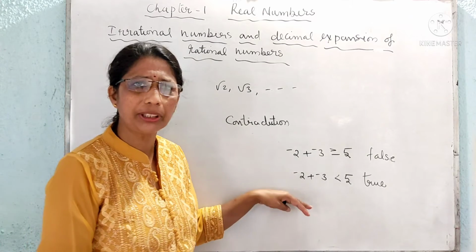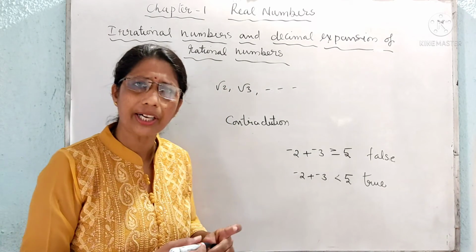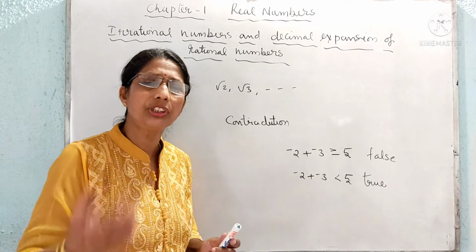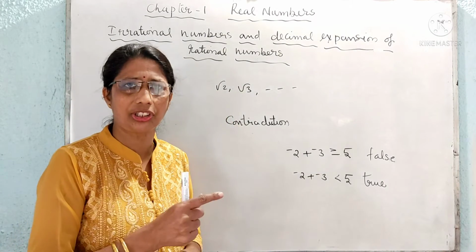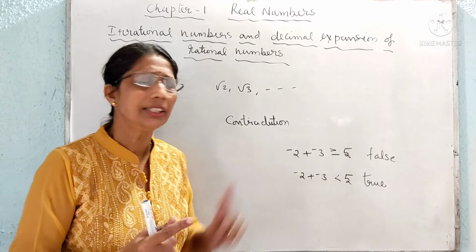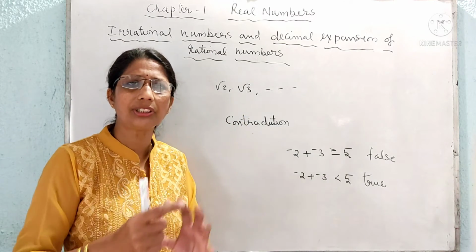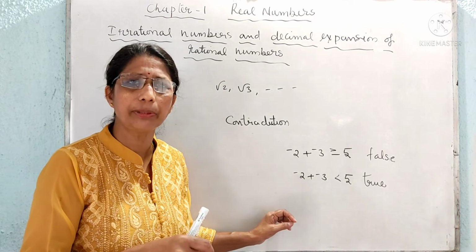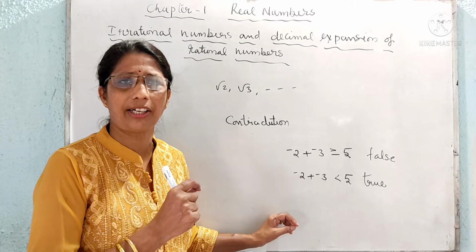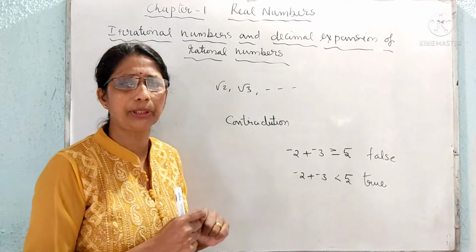In this contradiction method, we know that root 2 is irrational. But how to prove it? First we assume, by the contradiction method, that root 2 is rational. Then we work with it, and we fail, because we get a false statement. Then we can say that it is irrational. This is the contradiction method.